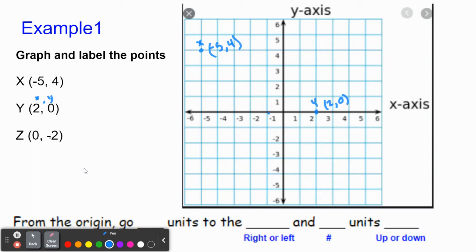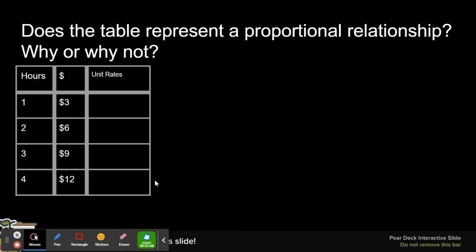And then finally, let's put point z on there. We're not going to move on the x, right? We stay right here on the x, and we're going to go down 2 on the y. So this is point (0, -2). And we'll put a little z right there. So that's how we plot points on our coordinate plane. Let's get on to the more fun stuff.